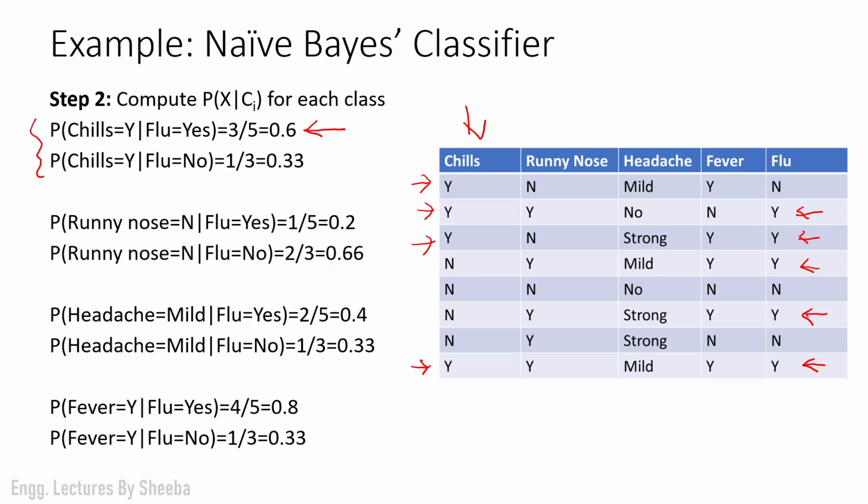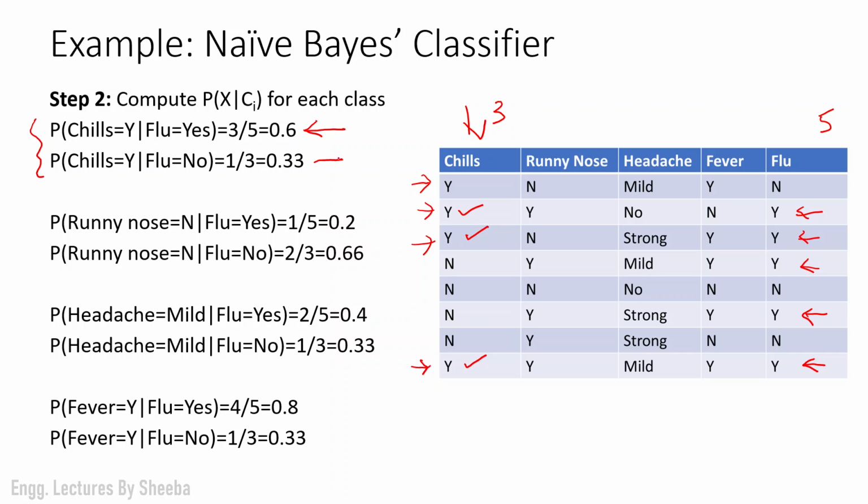Out of that chills Y, how many are having flu yes as answer? So you can see this one is flu yes. This is also flu yes. And this one is also flu yes. So how many are there? 1, 2, 3. So probability of chills is equal to Y given flu is equal to yes. How many are there total tuples? Total in chills you have 3. Out of how many yes are there? Here you have 5 yes. And here you got 3. So the probability is 3 divided by 5, that is 0.6.